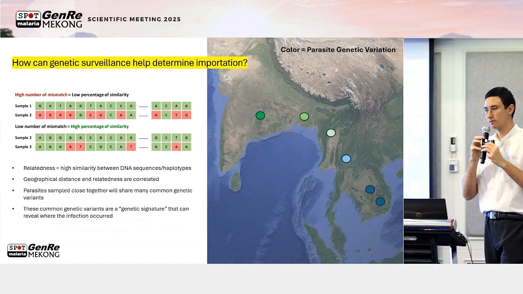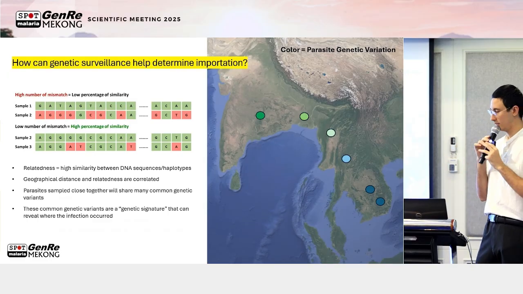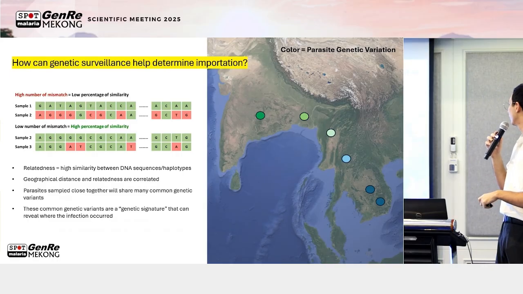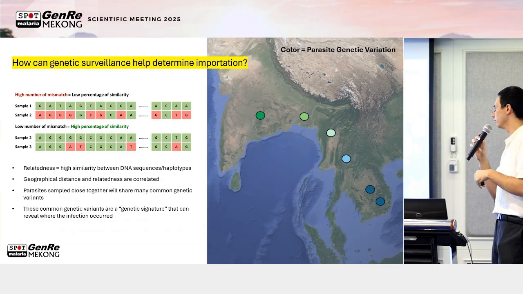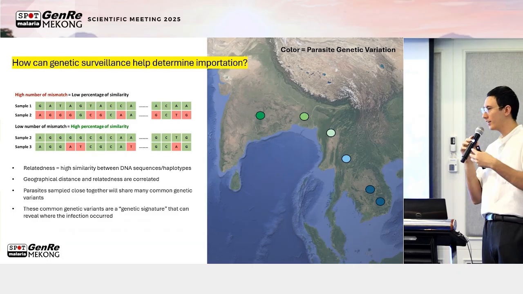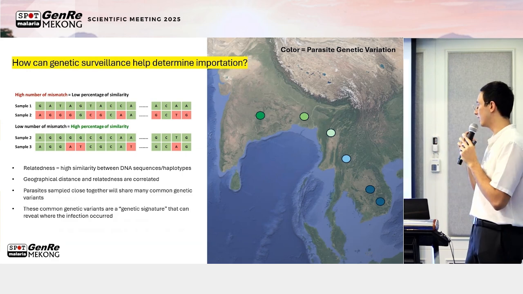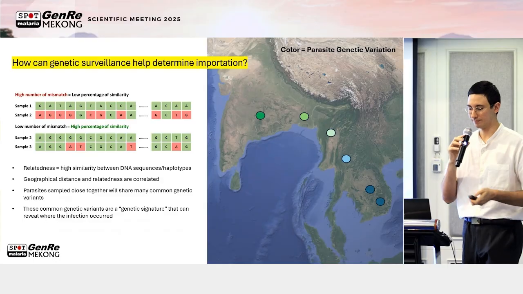And because geographical distance and relatedness are correlated, we can see that parasites that are sampled, for example, in Cambodia and in Thailand will share many common genetic variants compared to one that is sampled in Cambodia and in India, for example. And so using these common genetic variants, you can extract a genetic signature of a parasite that is associated with a country, and that can tell you where the parasite came from.